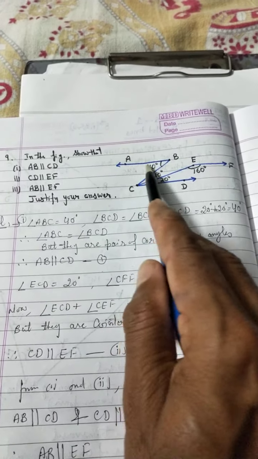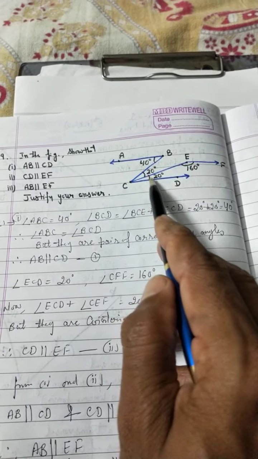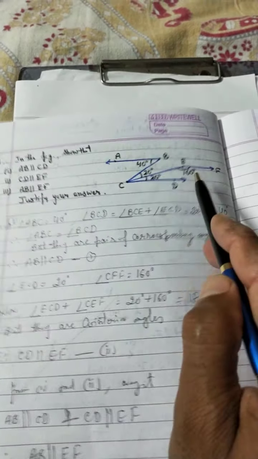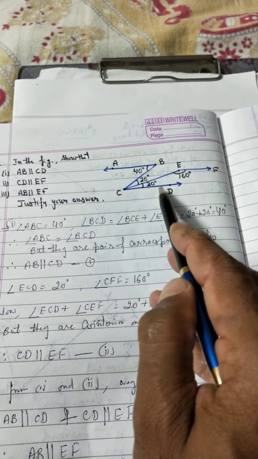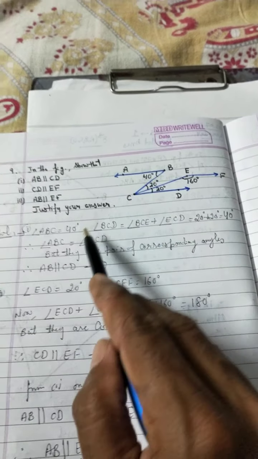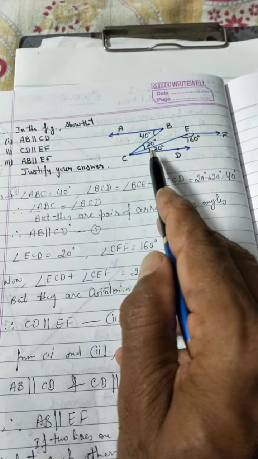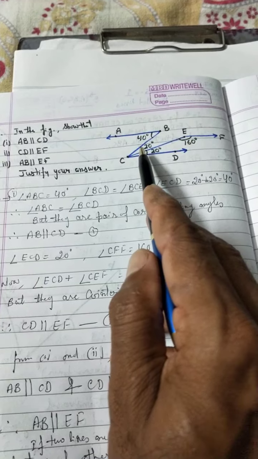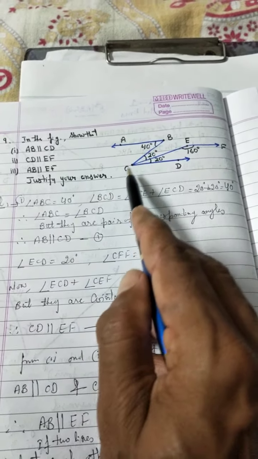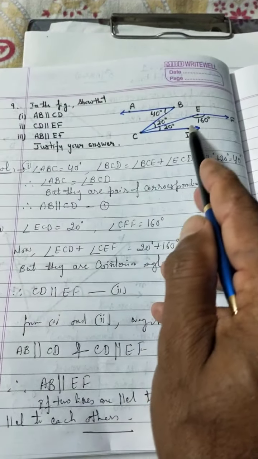Yes, these two lines will be parallel if their pairs of corresponding angles are equal. Here angle ABC is equal to 40, then angle BCD is equal to angle BCE plus angle ECD, 20 plus 20, 40. Angle ABC is equal to angle BCD. These are pairs of corresponding angles. If pairs of corresponding angles are equal, then the lines will be parallel. Therefore AB is parallel to CD. Second, CD parallel to EF.